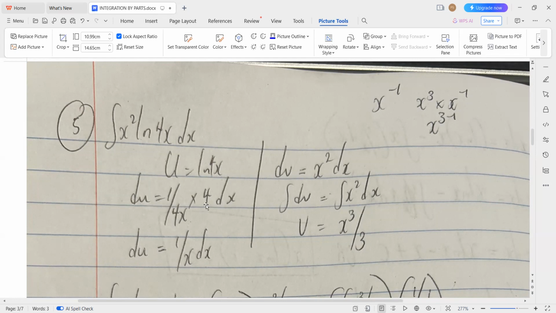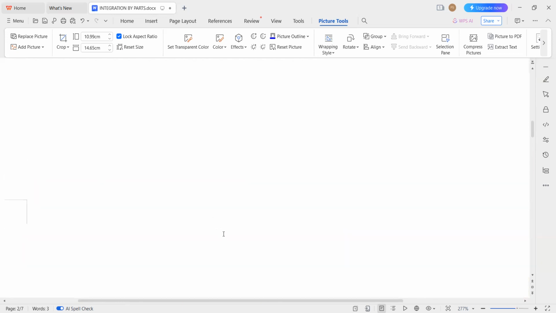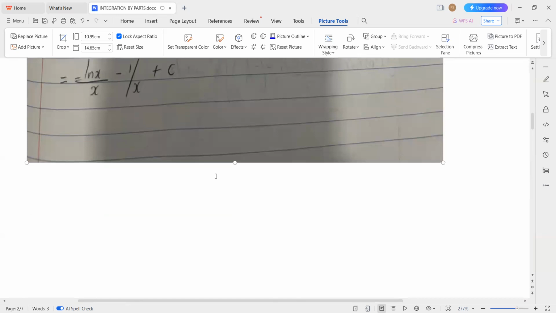So basically, anytime, like we've said earlier, the differential of natural log of x gives you 1 over x. So the differential of natural log of 4x gives you 1 over 4x times the differential of 4x. And the differential of 4x gives you 4. So which is why you have 1 over 4x times 4 dx. Which is why I have du as 1 over x dx here. So, yeah.